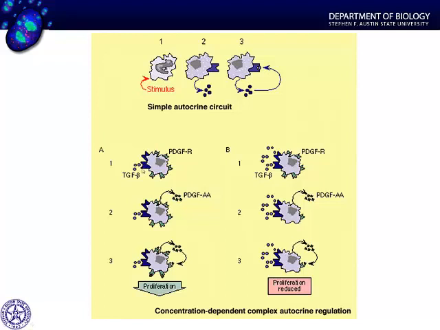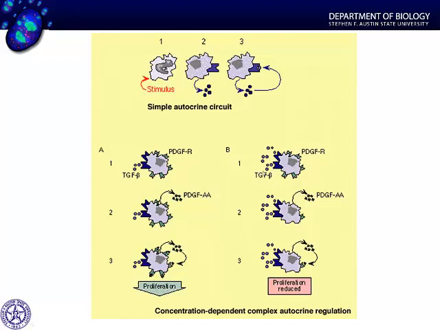So in this case, if you have a small amount of transforming growth factor beta, that will bind to the receptors, that will signal the release of platelet-derived growth factor, and that binds back to its receptors, and it leads to a proliferative event.